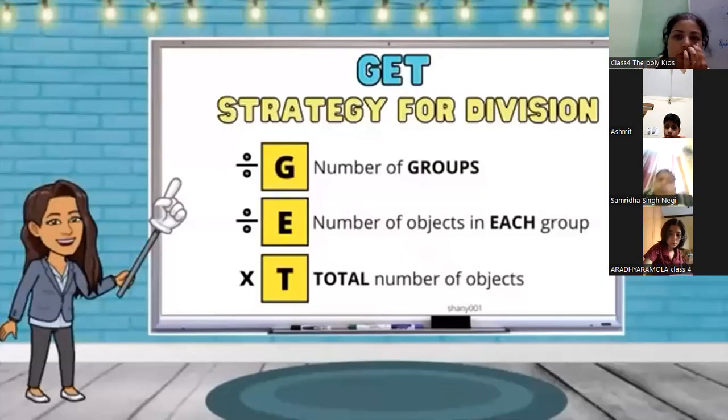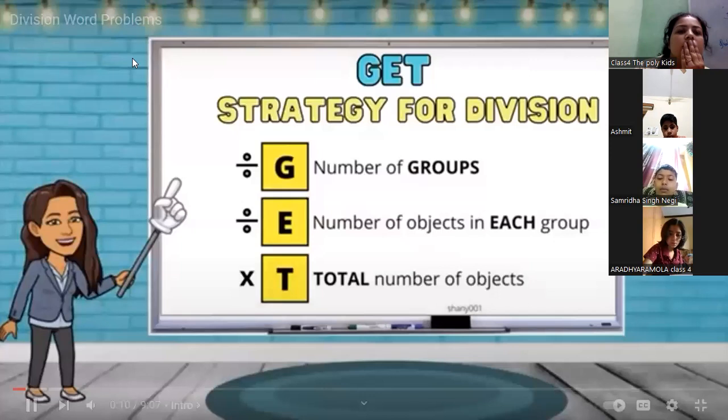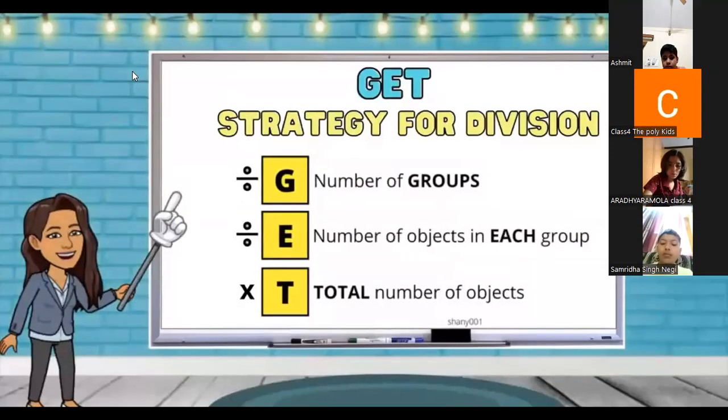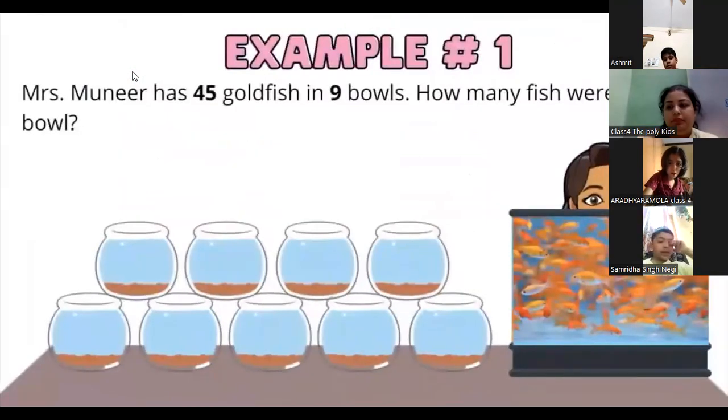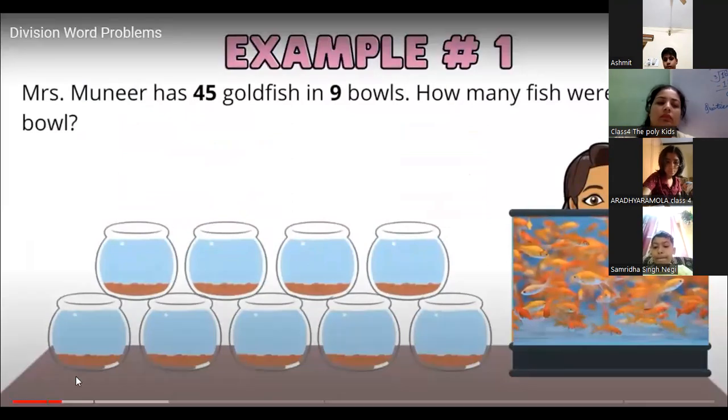To divide, we will go ahead and use our GET strategy. G stands for number of groups, E, number of objects in each group, T, total number of objects. Let's go ahead and try some examples. Example number 1. Mrs. Munir has 45 goldfish in 9 bowls. How many fish were in each bowl?